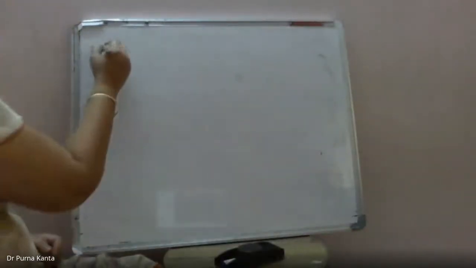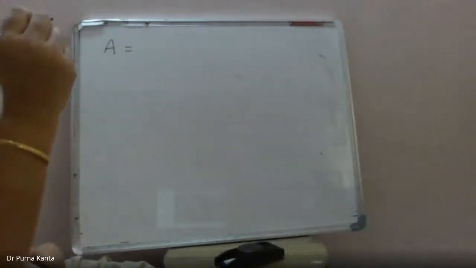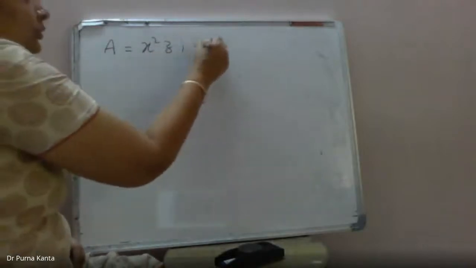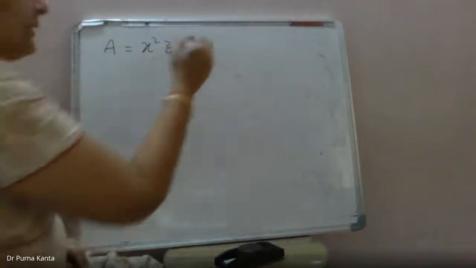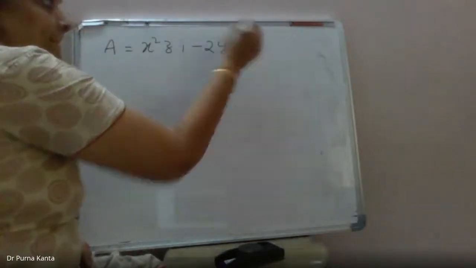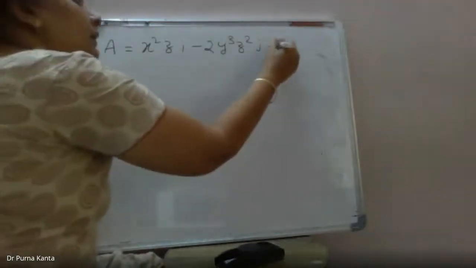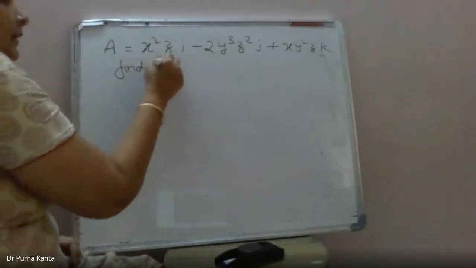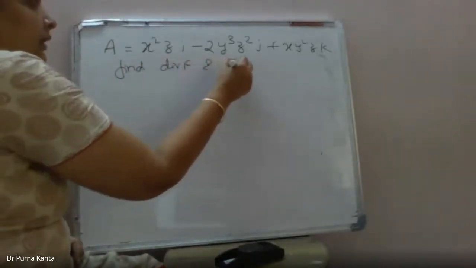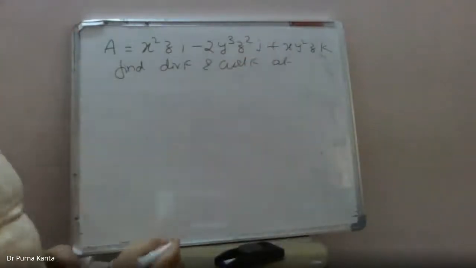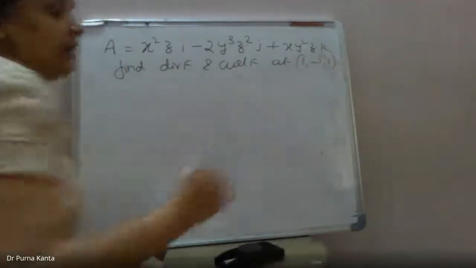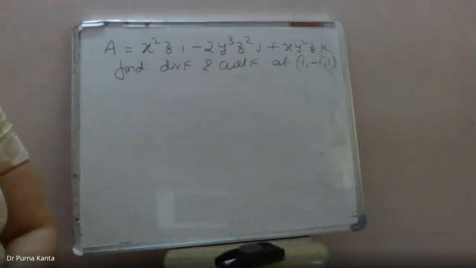Suppose A is equal to x square z i minus 2 y cube z square j plus x y square z k. Find div f and curl f at the point 1, minus 1, 1. We are asked to find out the divergence of f for that function as well as curl f at the point 1, minus 1, 1.